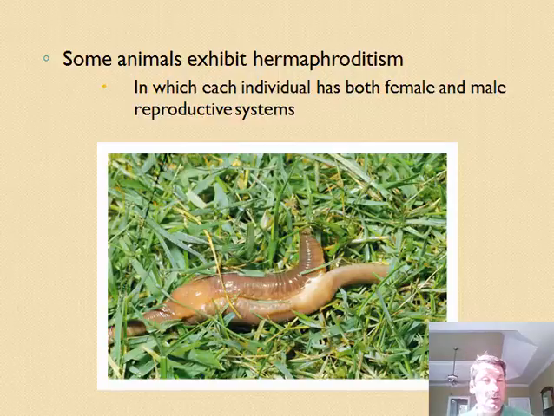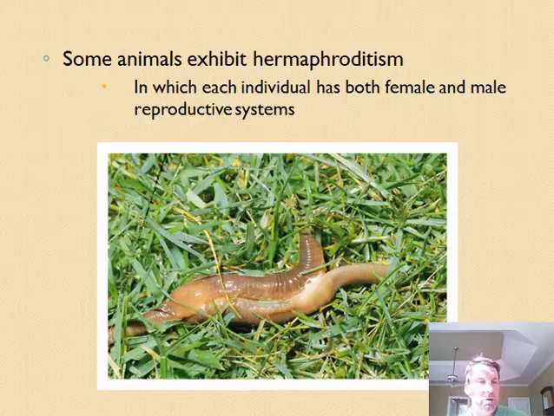Similarly, most plants are hermaphroditic. They have anthers that contain the pollen where the sperm is, and they have ovules for their eggs in the flower, and so they're hermaphroditic. All right, so those are variations within reproduction.